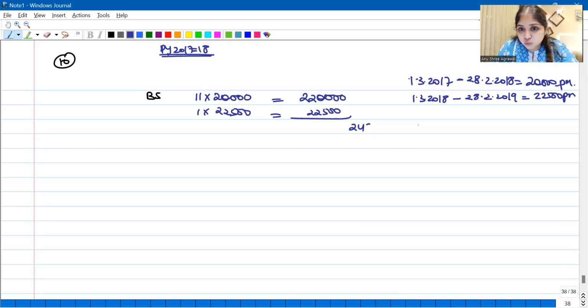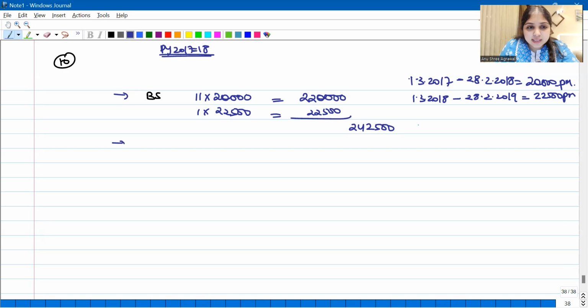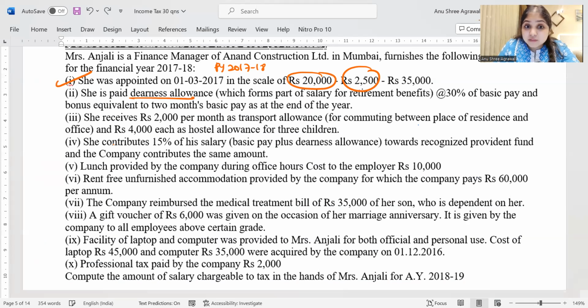2,44,500. No, 2,42,000. 2,42,500. This will become the basic salary of this assessee. Right, guys, till here simple first adjustment this was. Now coming to the second adjustment in this question. The second adjustment said she is paid DA, which forms part of salary for retirement benefits, 30% of basic salary. So her DA is 30% of basic salary.